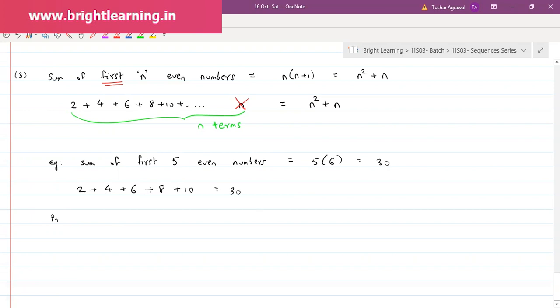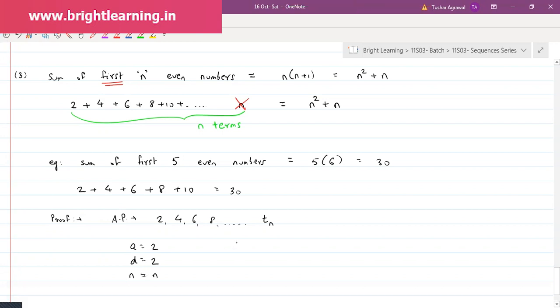What is the proof? The proof again is simple. It is an AP. You can observe this: 2, 4, 6, 8, and so on up to nth term. So the first term is 2. The common difference is also 2. And the number of terms is n only.